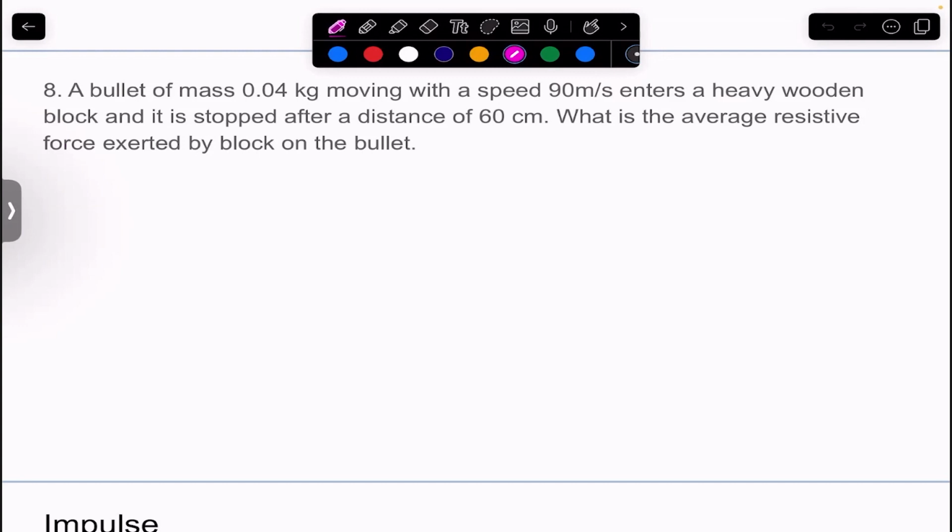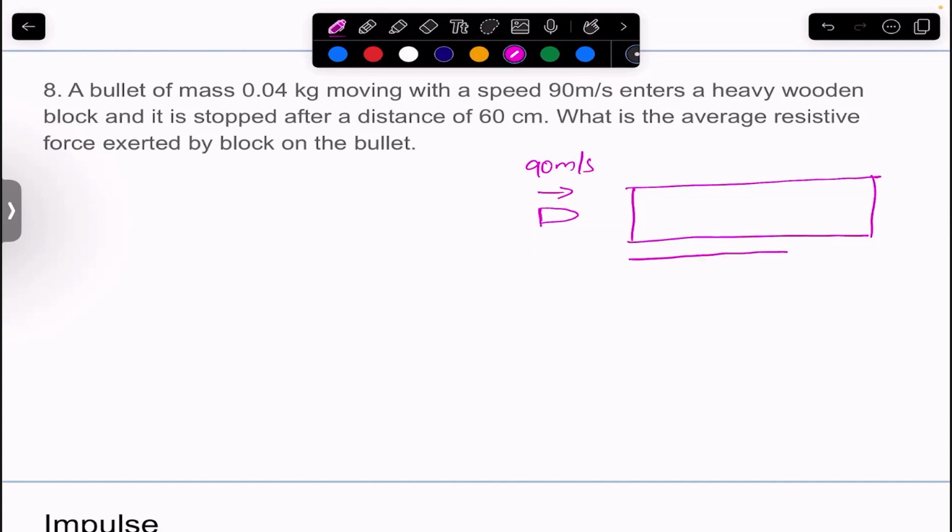So the question is like this. So there is a block, a wooden block, and this is the bullet. Sorry, bullet should be sharp. This is a bullet, okay? And it is coming at a velocity of 90 meter per second, and it goes some 60 centimeter inside that wooden block, and it stops here. So the velocity of this bullet here is 0 meter per second.